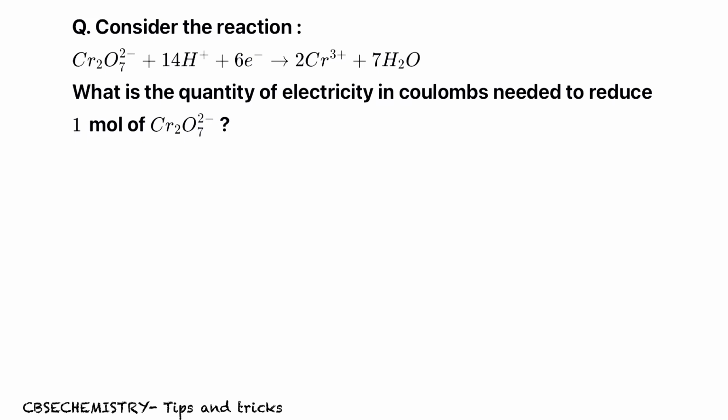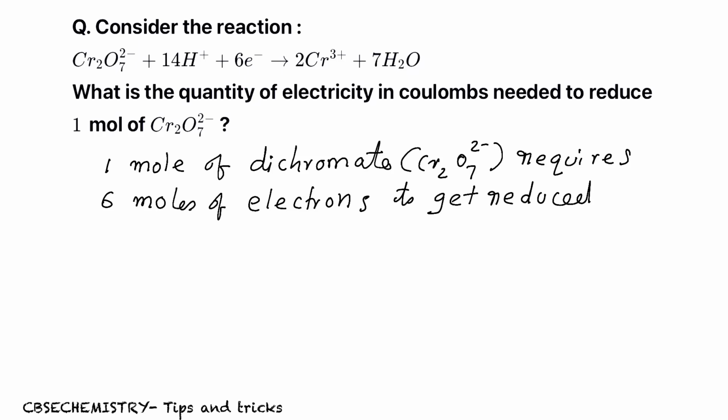Consider the reaction. See, they have given the reaction. What is the quantity of electricity in coulomb needed to reduce 1 mole of Cr2O7 2- dichromate ion? From the question, it is very clear that 1 mole of dichromate requires 6 mole of electrons to undergo reduction and to become Cr3+. Correct, right? Okay, 1 mole of dichromate requires 6 mole of electrons to get reduced.